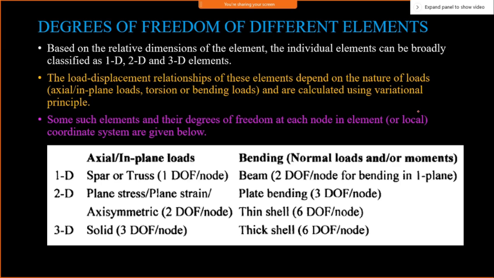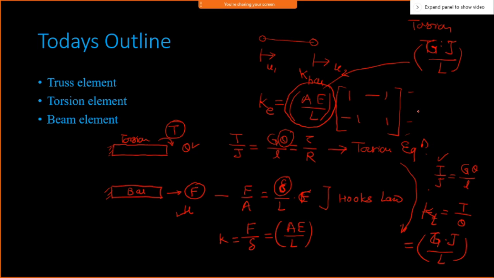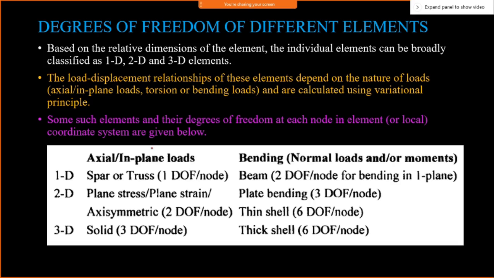So we can look at the degrees of freedom for different elements. For the bar element, for each node we have only one degree of freedom, a single degree of freedom. In torsion also we have only one degree of freedom, which is theta for each node. This is the only difference. Similarly, the truss element or bar element, also called a spar element, all come under the 1D category, one dimension.